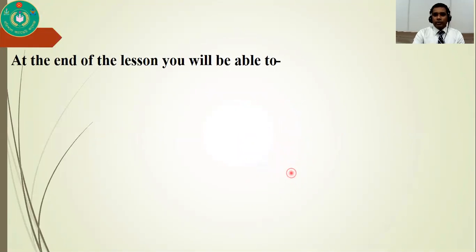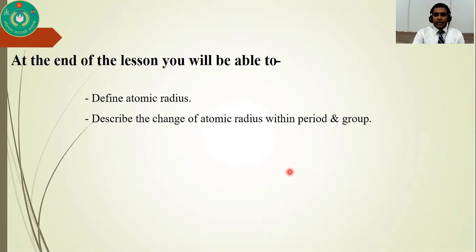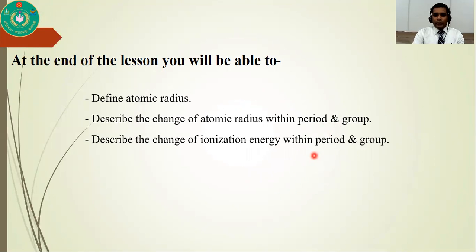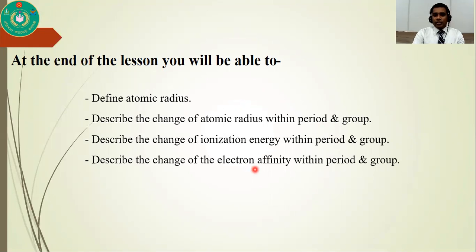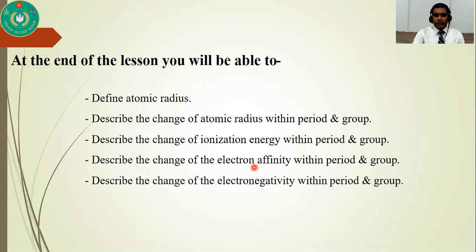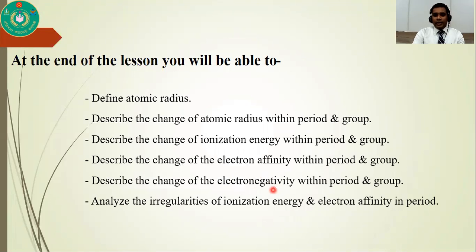At the end of this lesson, you will be able to define atomic radius. You can describe the change of atomic radius within period and group. You can also describe the change of ionization energy within period and group. You can describe the change of electron affinity within period and group. And you can describe the change of electronegativity within period and group. And lastly, you can analyze the irregularities of ionization energy and electron affinity in period.